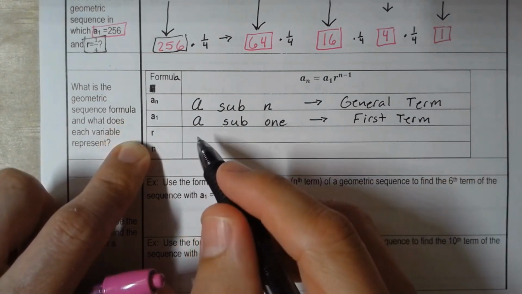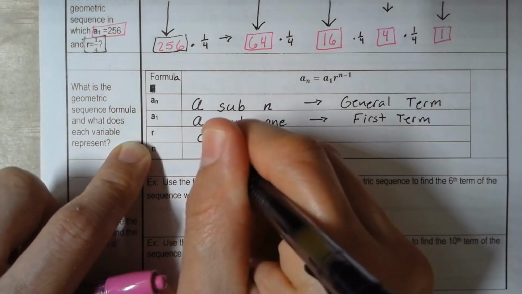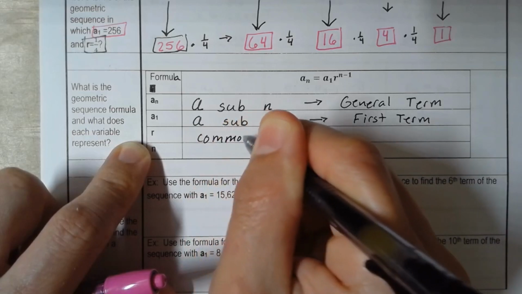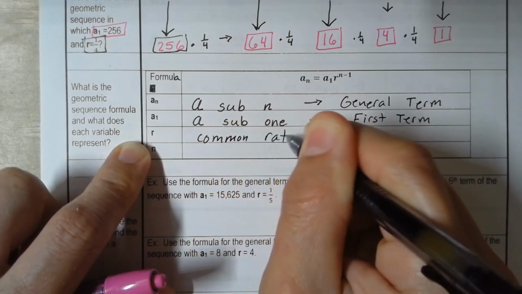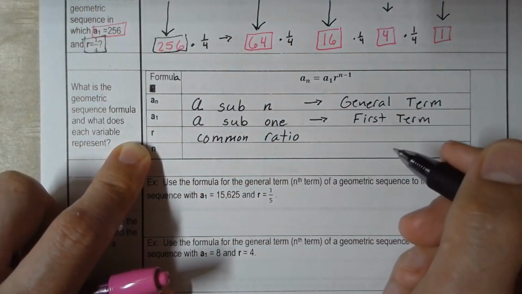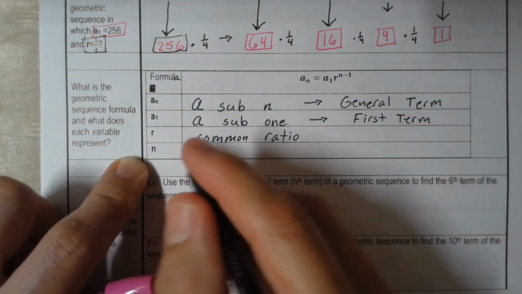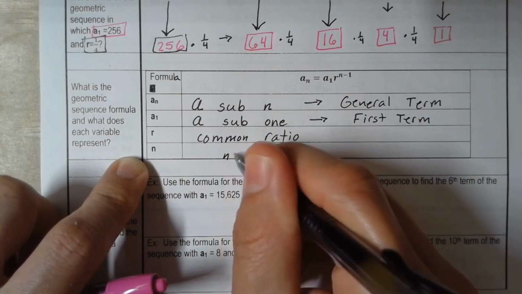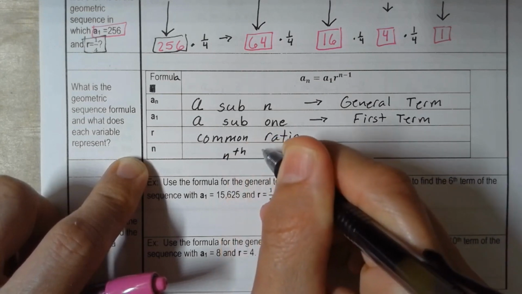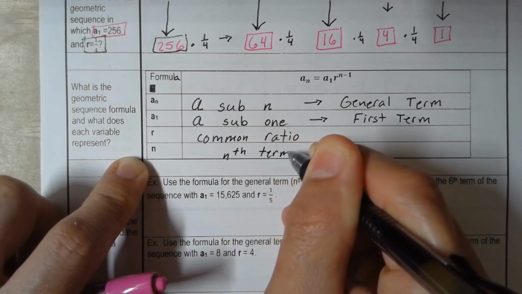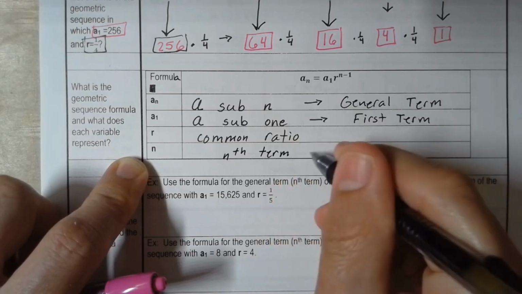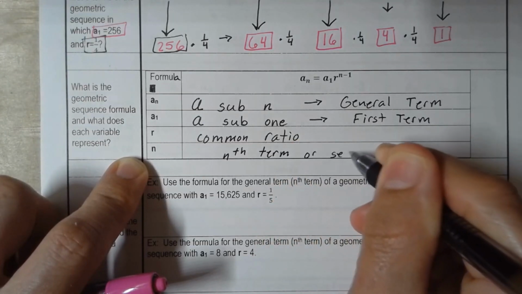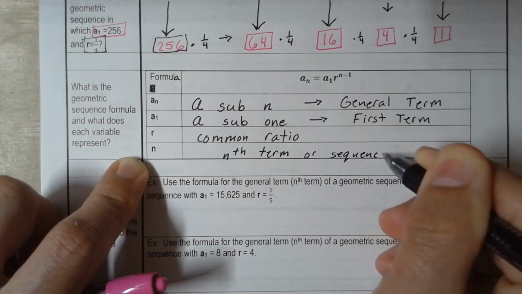Then we have r, which is just going to be our common ratio. And last of all, we have n. And of course, we just say what the letter is, and it just means the nth term. Typically, that's just the term that we're looking for. So it's the nth term, or I like to call it sequence.